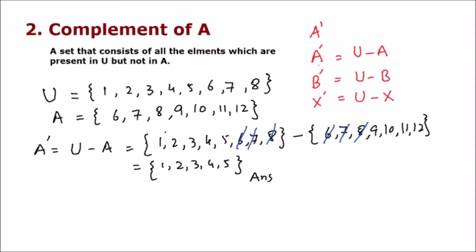Now we will solve some questions from the exercise so that you understand very well. Here is question number 6 from the exercise. We will find A minus B, then C minus D, then C complement, and then D complement.